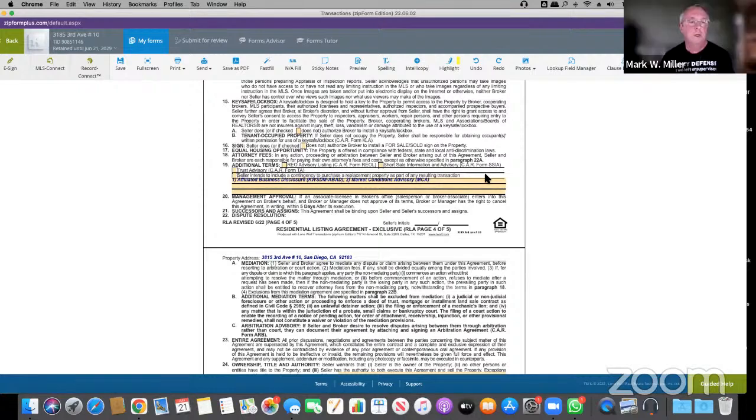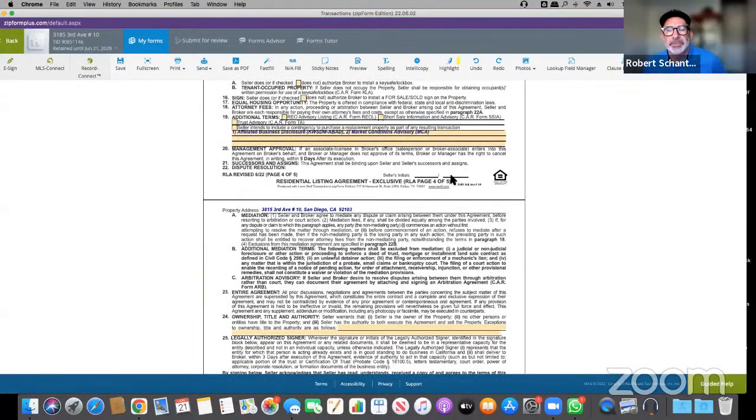And those things would automatically come into your templates, right? Robert, I believe that's correct. On 18, I think one of the things they changed recently is they made it seller and broker each responsible for paying their own attorney's fees and costs, which I think previously might have said the prevailing party. Yeah, that is right. That is new.